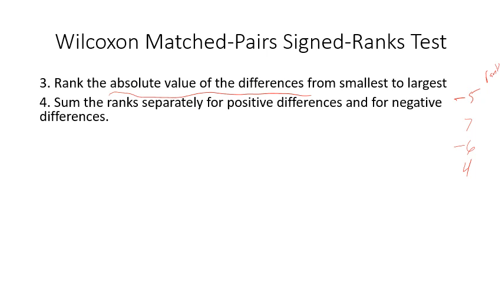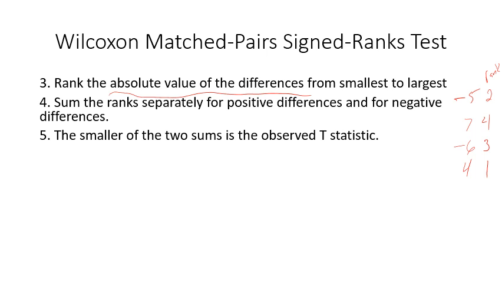We're going to rank the absolute value of them. What's the lowest? The absolute value of the lowest is 4. We give it a 1. What's the next lowest? It's 5, so 2. The next lowest is 6, so 3. The next lowest is 7, so 4. So we take the absolute value of each of the differences and rank those.